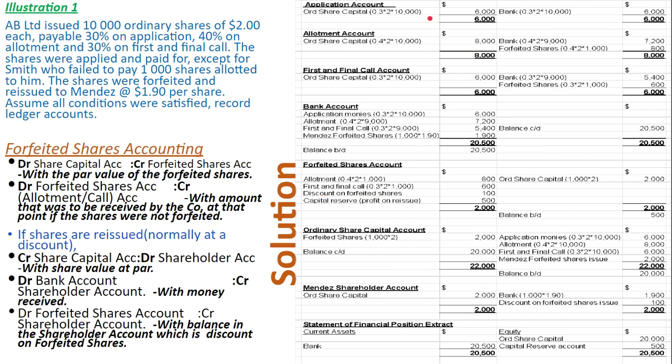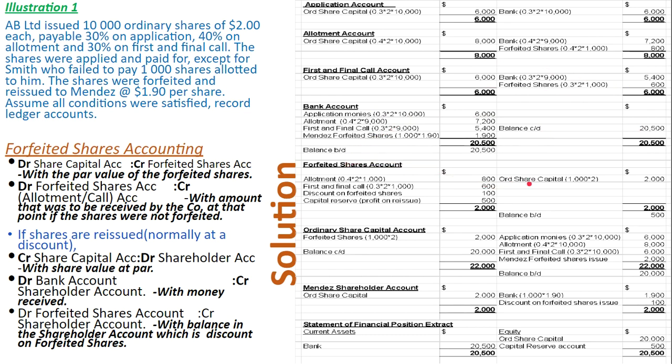So at this point, we are done with our accounting notes. We would now need to look into our accounts to see if they are in balance. Application, allotment, first and final call accounts. We said these accounts always balance off. So they are in balance: 6,000, 6,000, 8,000, 8,000, 6,000, 6,000. Next, we have the bank account. We do not have anything on the credit side, so our balance carried down will be $20,500.